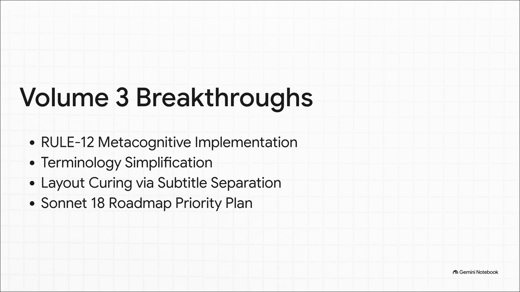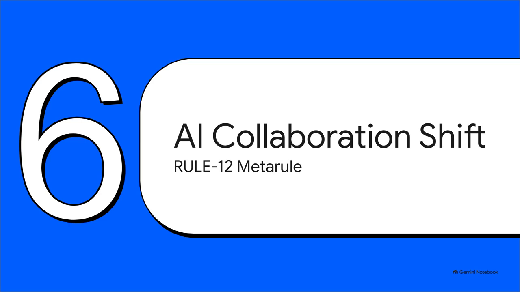Breakthrough 1 is Rule 12, which is a metacognitive rule we'll discuss in just a second. Breakthrough 2 is the simplification of complex terminology to make this whole system ready for global business standards. Breakthrough 3 is layout curing, specifically completely separating explanation text panels from the charts themselves so they never overlap, ensuring total visual clarity. And Breakthrough 4 is the Sonnet 18 roadmap, which lays out a 4-star priority plan for proposing this entire framework as an open global standard to massive organizations like ISO and W3C. Finally, Section 6, the AI collaboration shift.